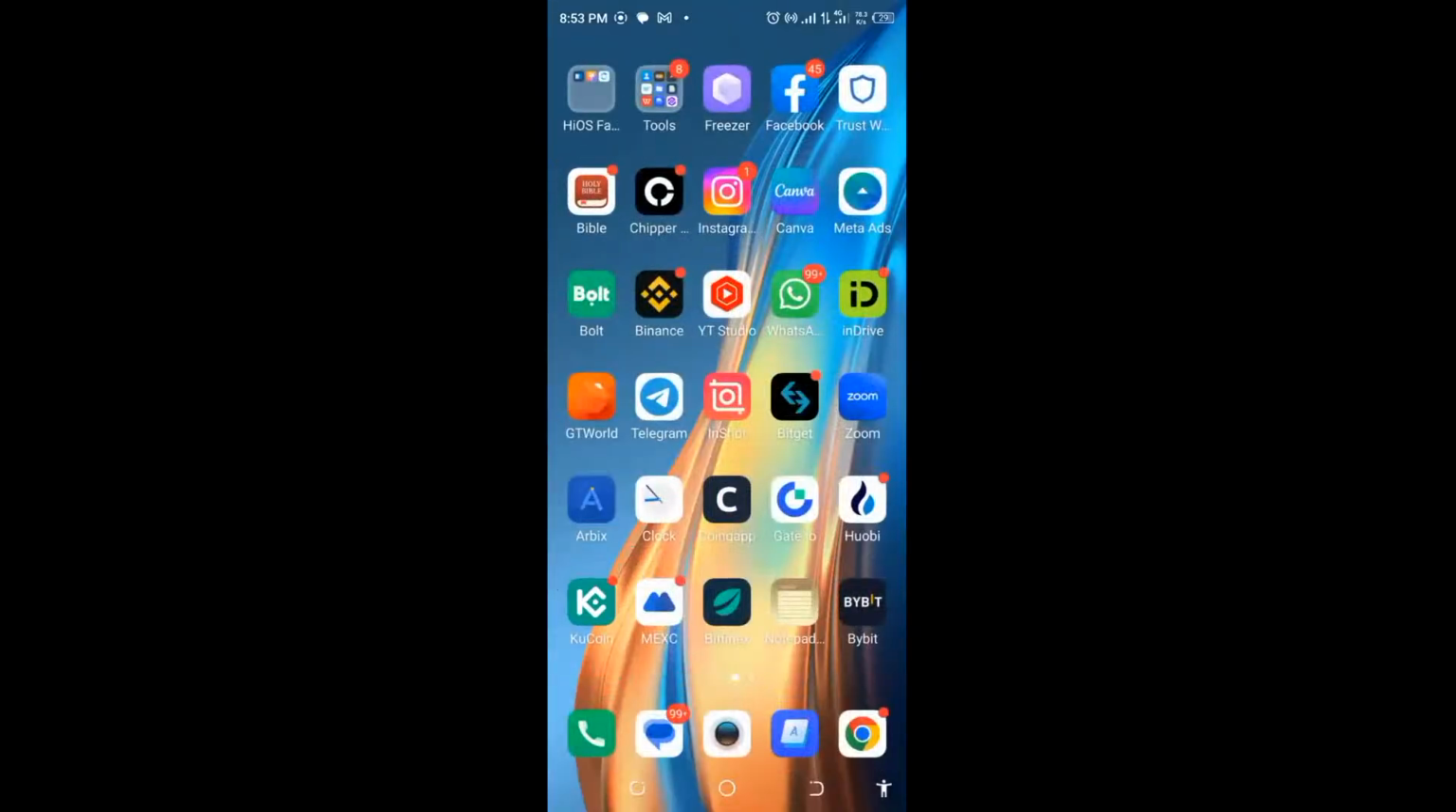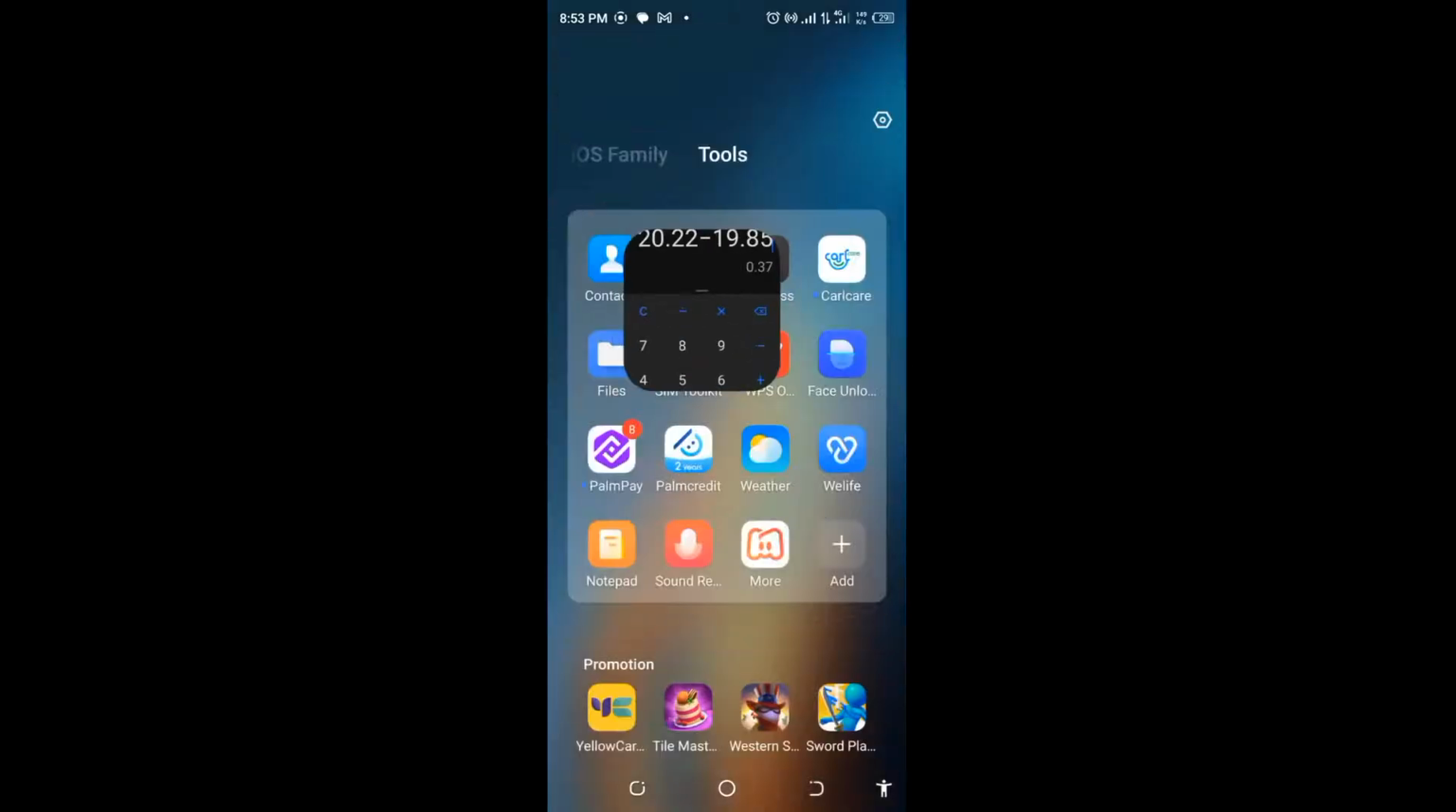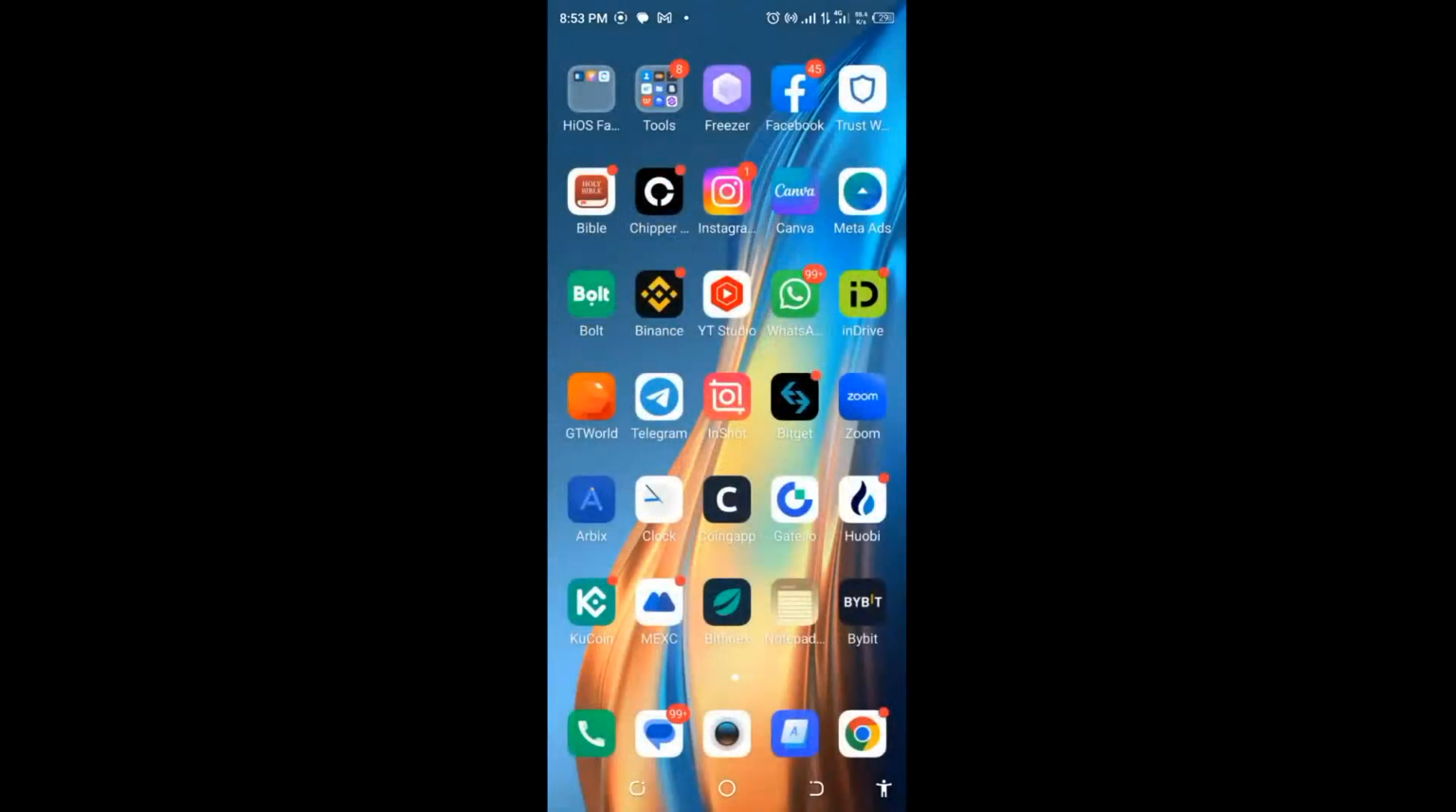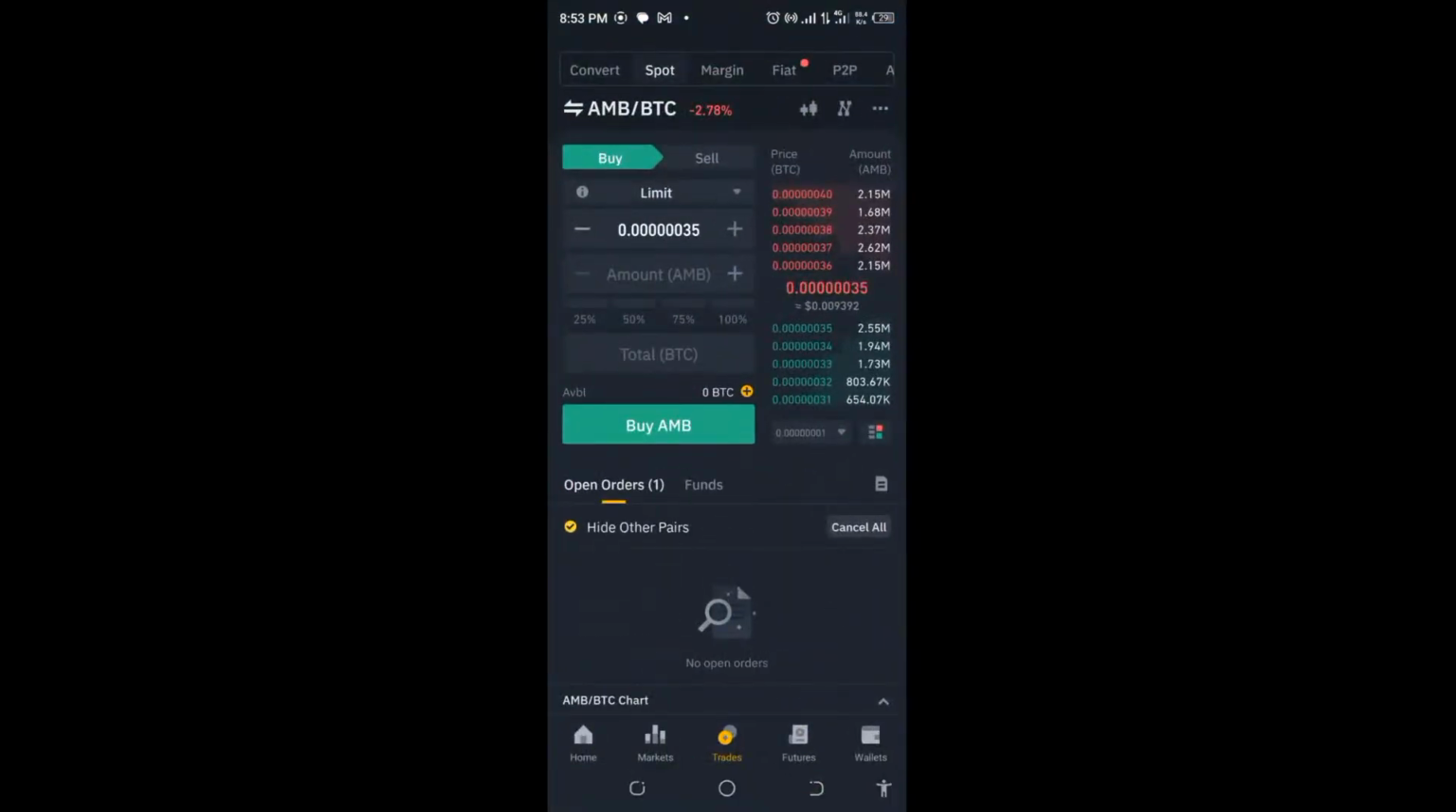Wow, let's go check what that is in calculation. That's 20.22 minus 19.85. Wow, that's 37 cents. Interesting. And don't forget, we have to subtract the transfer fees, but we'll go check that right away now. I mean, it looks like it's promising. So let's first of all go and check how much we are going to withdraw.